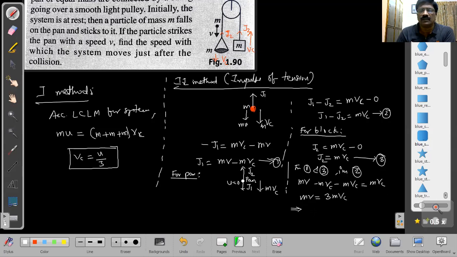That implies Vc is equal to v by 3. That means immediately after the particle makes collision with the pan, the velocity of the system becomes v by 3. So this is the velocity of the system after collision, immediately after the particle makes collision with the pan.